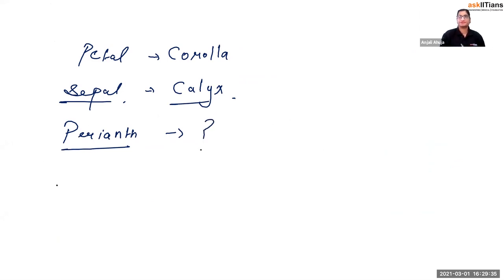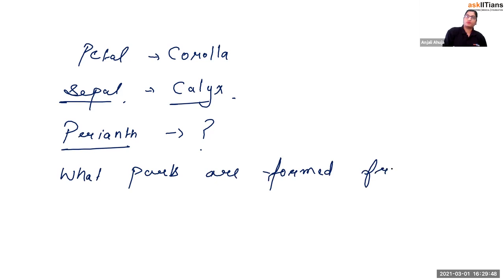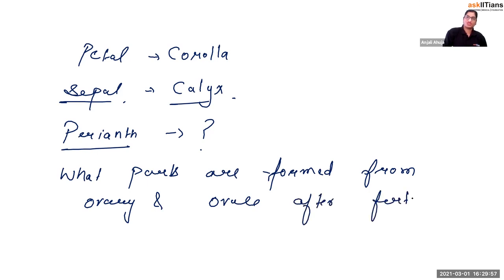Okay, so next question. What parts are formed from ovary and ovule after fertilization? Ovary forms the fruit and ovule forms the seed.